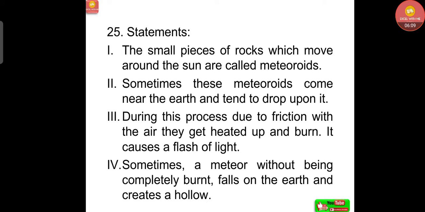The small pieces of rocks which move around the sun are called meteoroids. Sometimes these meteoroids come near the earth and tend to drop upon it. During this process, due to friction with the air, they get heated up and burn. It causes a flash of light. Sometimes a meteor, without being completely burnt, falls on the earth and creates a crater. So these are all the four statements we have to remember.